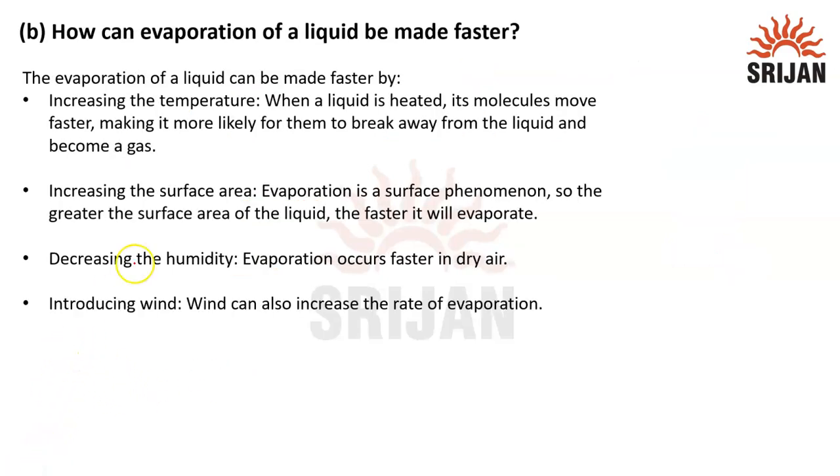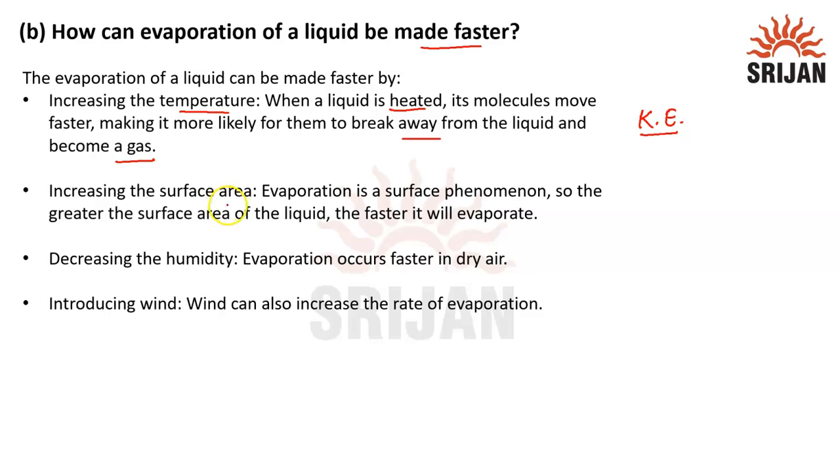Next part is, how can evaporation of a liquid be made faster? Now there are various factors that increase the rate of evaporation. The evaporation of a liquid can be made faster by increasing the temperature. When a liquid is heated, the molecules move faster, meaning they will have more kinetic energy, and it will be more likely for them to break away from the liquid, meaning to break the forces of attraction and change into gas. So by increasing the temperature, the rate of evaporation can be made faster.